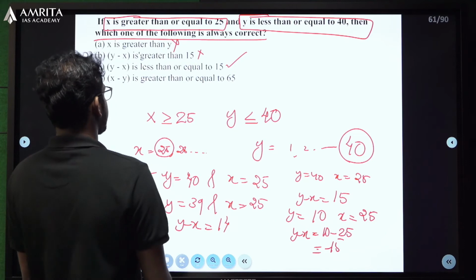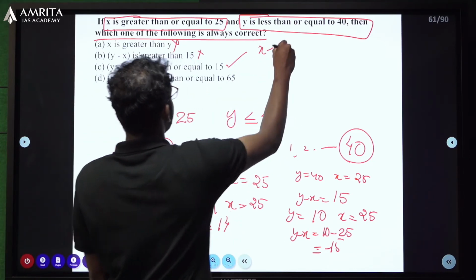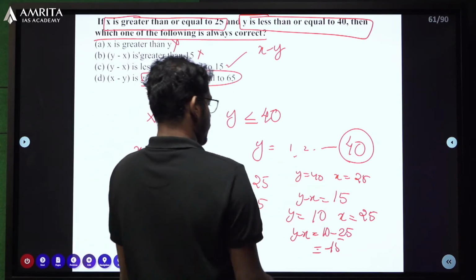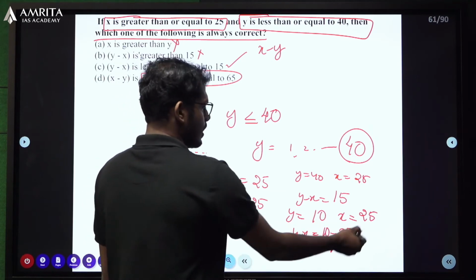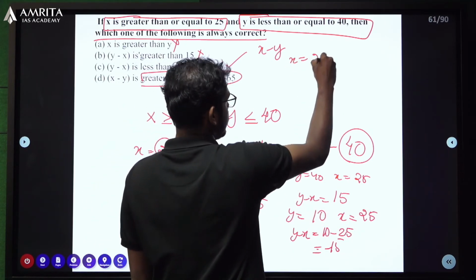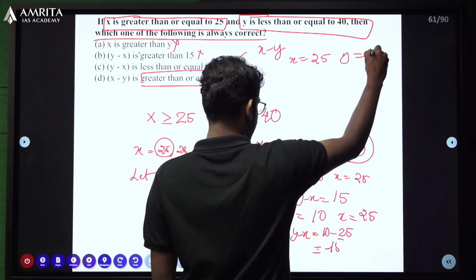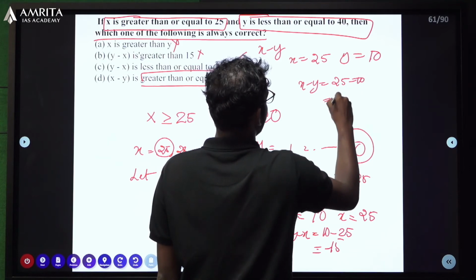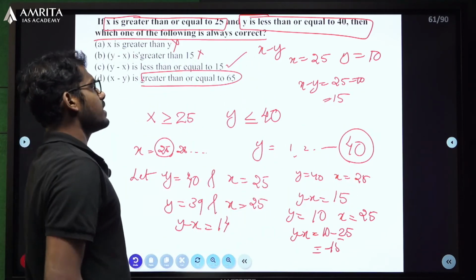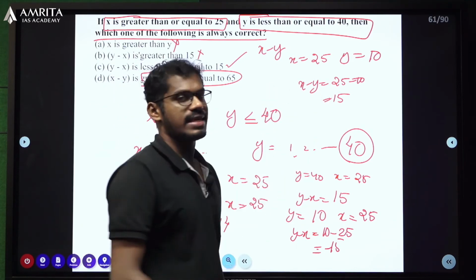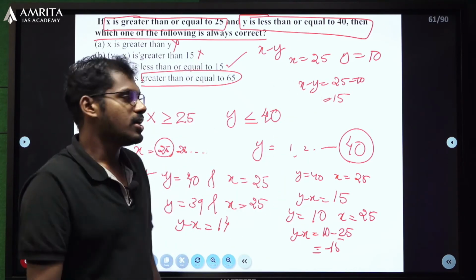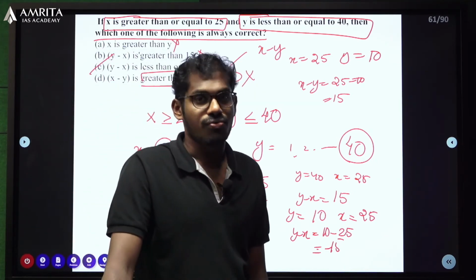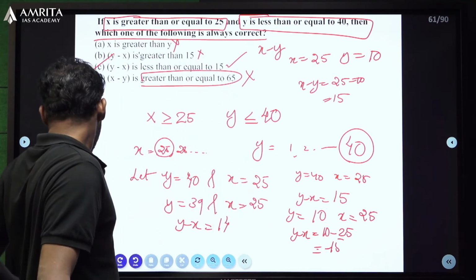However, let's check the last one. X minus y is greater than or equal to 65. Okay, let's check. Here also, let the value of x be 25 and the value of y be 10. What is the value of x minus y? 25 minus 10, that is 15. So x minus y is supposed to be greater than or equal to 65, but it is less than 65. It has a value of 15. Clear? So it is not possible. The answer is option C, y minus x is less than or equal to 15. Clear? Okay. Next question.